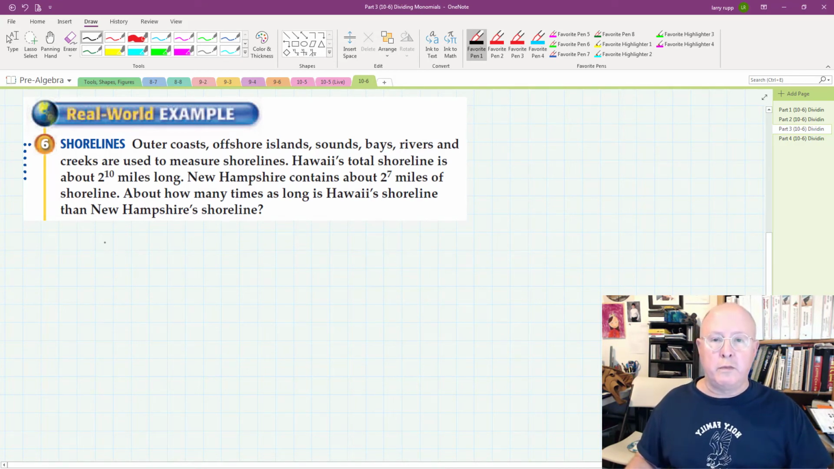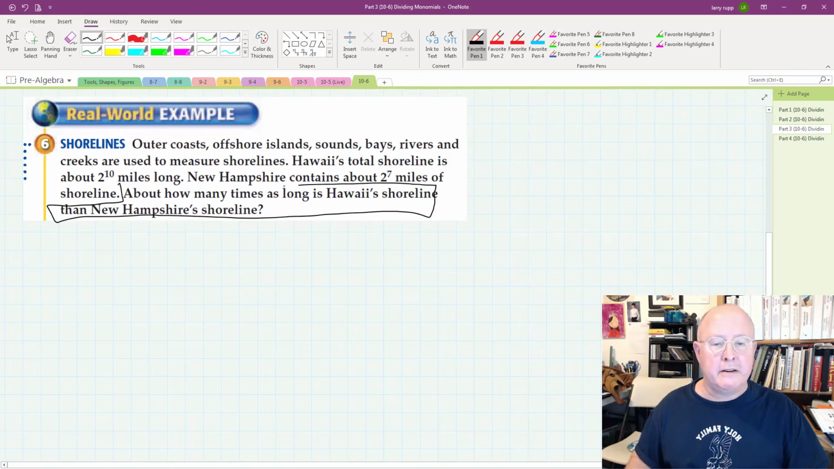Okay, story problem time, word problem time. Everyone's worst nightmare, right? Everyone hates word problems because they're tough, they're hard to figure out. And dang, each one is different. It's never the same. Okay, I'm not going to read all this. What I'm going to get to is this. Here is the key sentence. Right here. And it says, about how many times as long is Hawaii's shoreline than New Hampshire's shoreline?